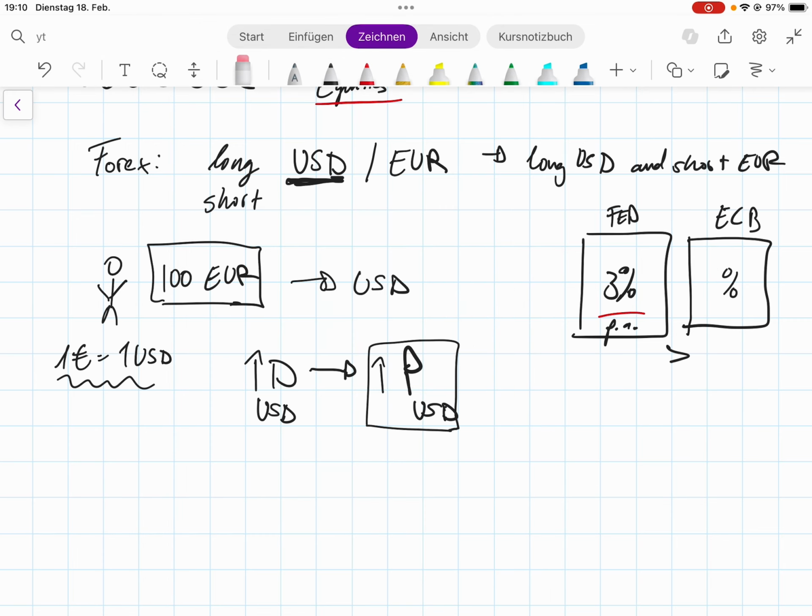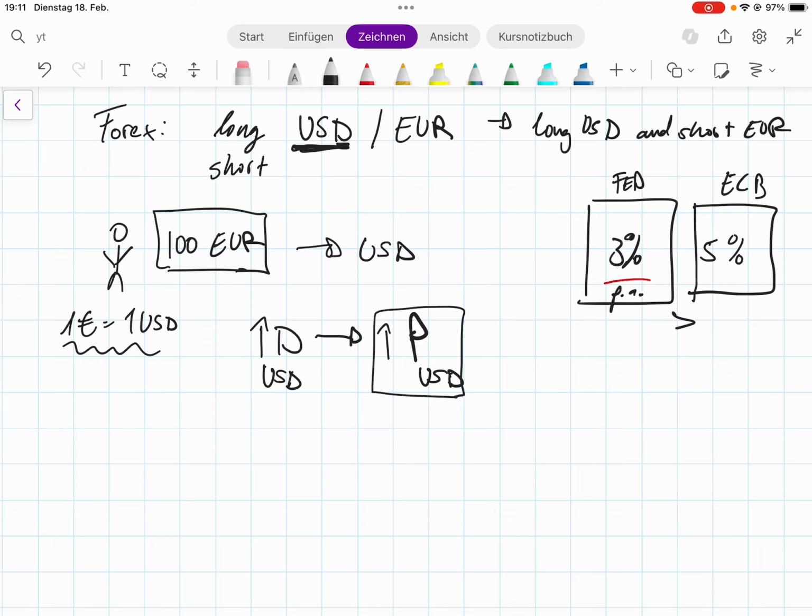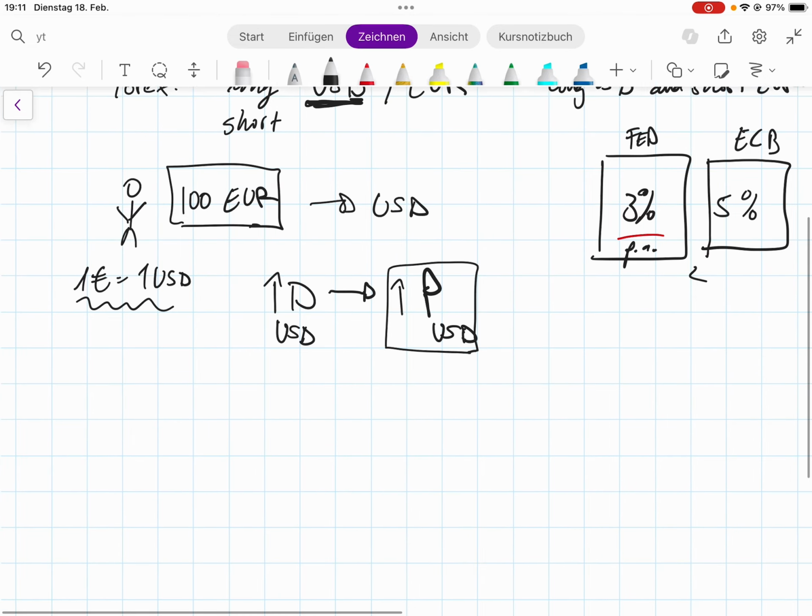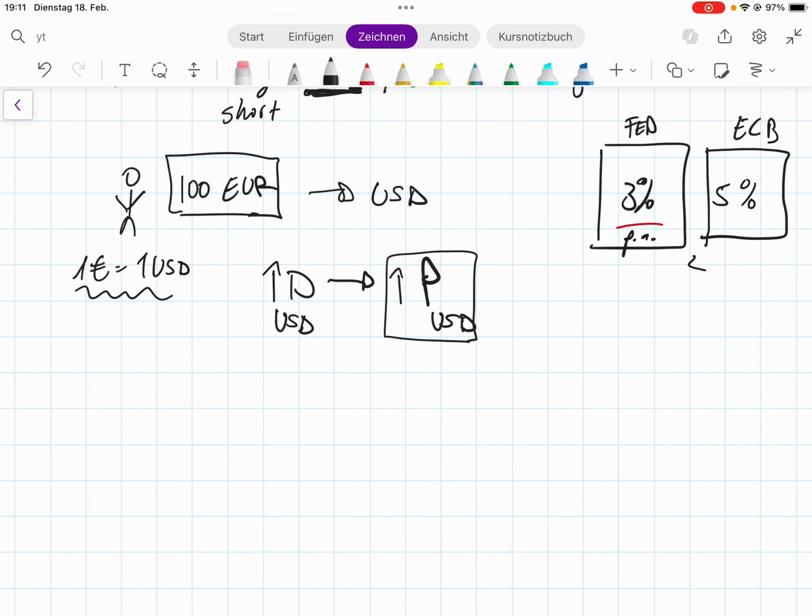Now imagine that the ECB raises interest rates, and now we've had a change, right? So now Mr. Tom sees that he can get 5% from euros, still assuming the same risk, of course. So the sign changes here. And what does Mr. Tom do? He says, okay, now I take my 100 USDs, and I exchange them for 100 euros. Let's still assume this exchange rate. So now increased demand for euros translates into an increase in the price of euros.